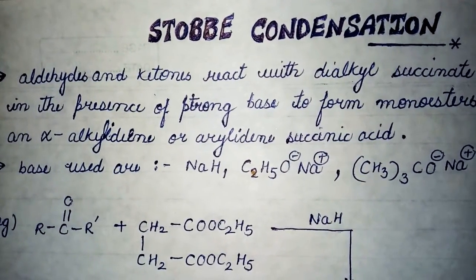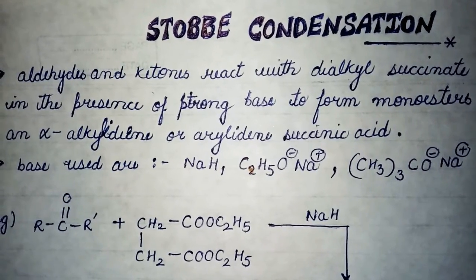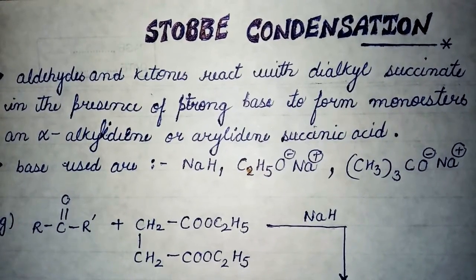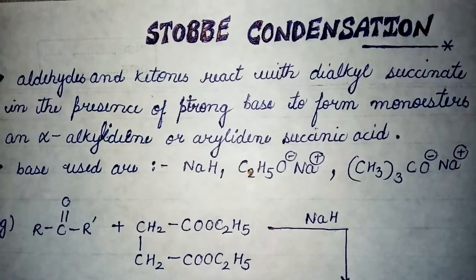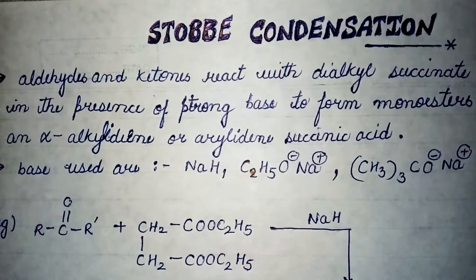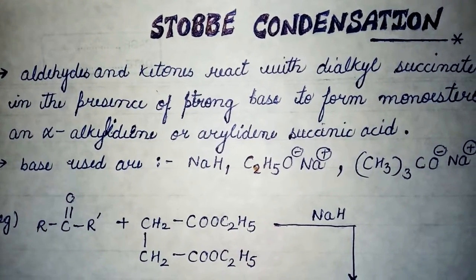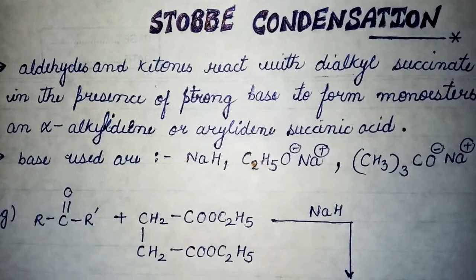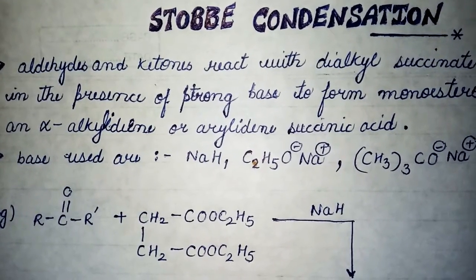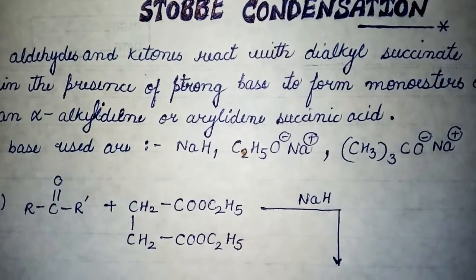Okay. So in this reaction there is an involvement of enolate, and the enolate ion gets generated from the dialkyl succinate, which acts as a nucleophile and attacks at the electrophilic site of the aldehyde or ketone in the reaction mechanism. So here we can use base such as sodium hydride, sodium ethoxide and sodium tert butoxide.